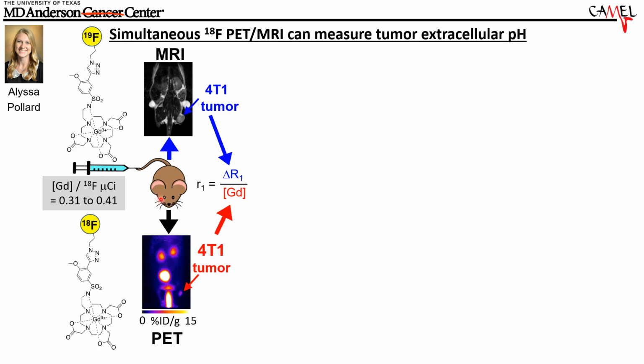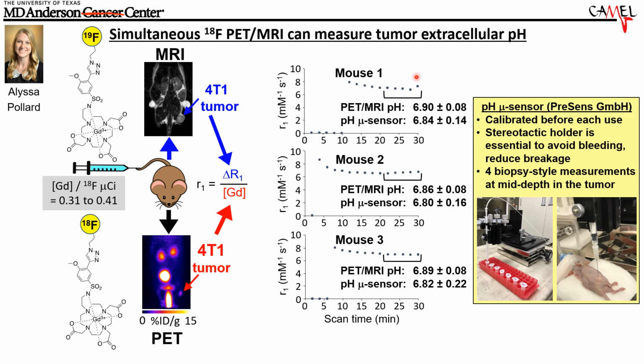If we co-inject both agents into a mouse model, we can measure the change in T1 or the relaxation rate. Again, we can estimate gadolinium based on the percent injected dose measured from PET. And if we wait long enough, we get a stable measurement, and our PET MRI pH measurements compare extremely well to a microsensor that we place within the tumor, which clearly is an invasive method.